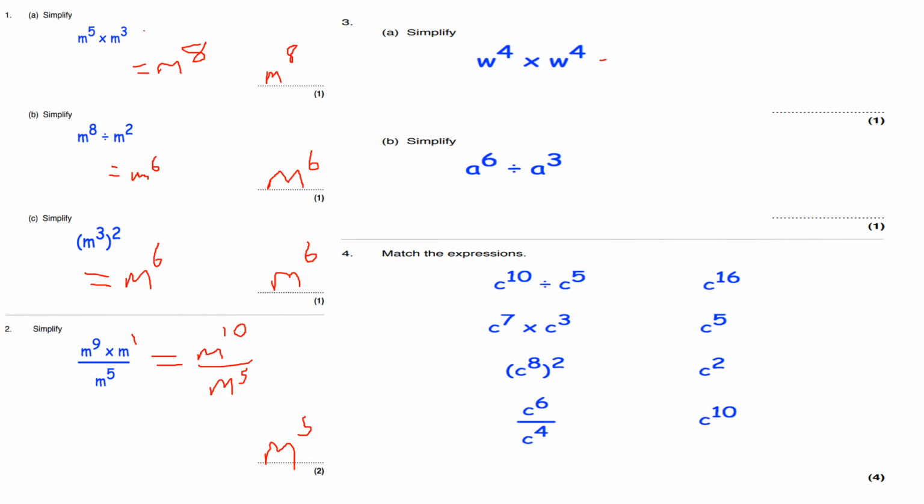This next one, simplify w to the power of 4 times w to the power of 4. Well, I'm going to add the powers. So 4 plus 4 is 8. So I'm going to have w to the power of 8, guys.